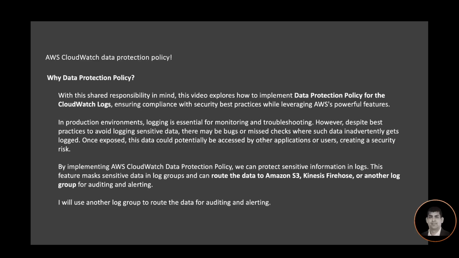By implementing an AWS CloudWatch data protection policy, we can protect sensitive information in logs. This feature will mask the sensitive data in log groups and can route the data, like the audit data, to Amazon S3, Kinesis Firehose, or another log group for auditing and alerting. I will use another log group as the destination to route the audit data for future reporting, alerting, and so on.